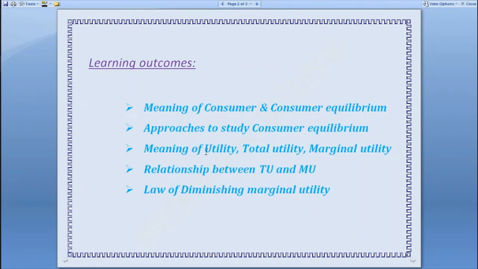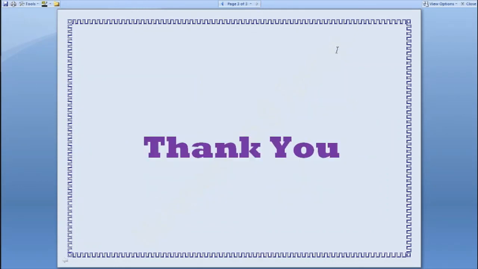So you've learned the meaning of utility, the meaning of total utility, the meaning of marginal utility. You can also find the relationship between these two, and most importantly, the law of diminishing marginal utility. It explains one of our behaviors, that is, as we consume more and more of any commodity, keeping other things and income constant, we get diminishing MU, meaning our satisfaction keeps on decreasing. That's about the cardinal approach. Next, we'll talk about the second approach to study consumer behavior.